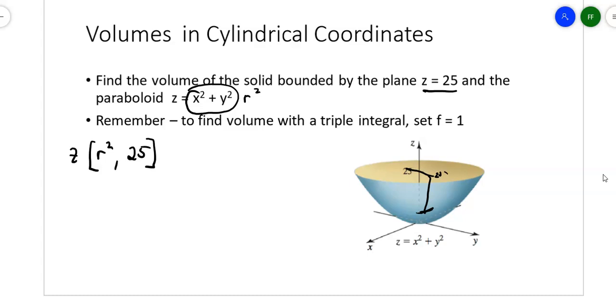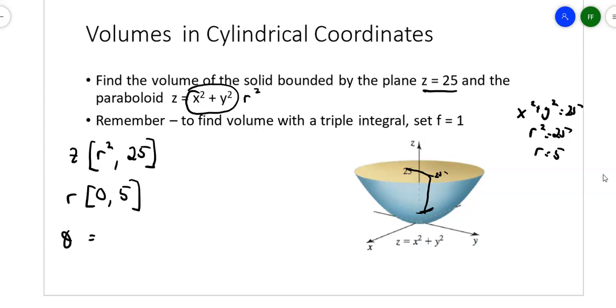All right, how about the radius? Well, the radius goes from 0 to 5, right? If I set x squared plus y squared equal to 25, I'm going to end up with r squared equals 25, r equals 5. So the r values go from 0 to 5. And then I need a complete turnaround, so the thetas go from 0 to 2 pi.